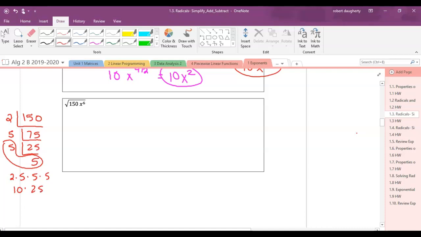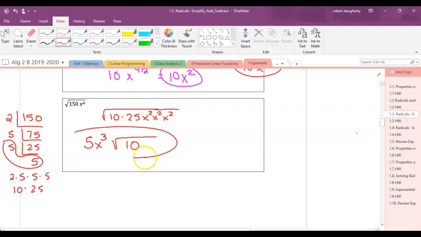So this is the square root of 10 times 25. Why don't I write this as x squared times x squared times x squared? That's what x to the 6 is, okay? So I'm looking for square roots. The square root of 25 is 5. The square root of x squared is x, and I've got 3 of those, okay? So it looks like what's left under the radical is going to be the square root of 10. So 5x cubed times the square root of 10.